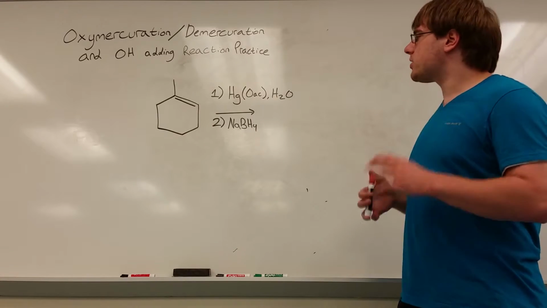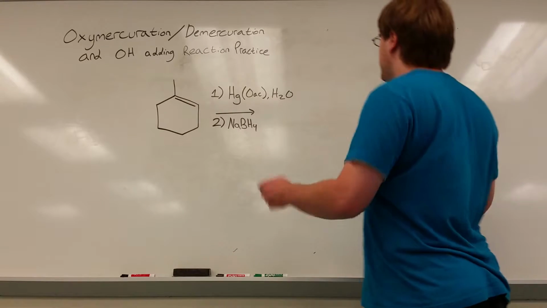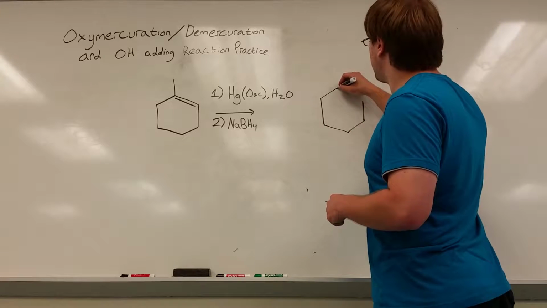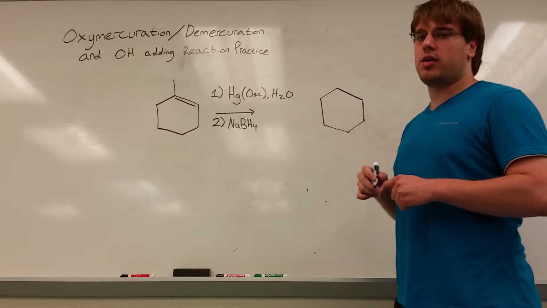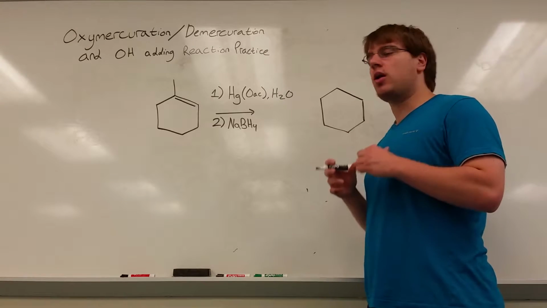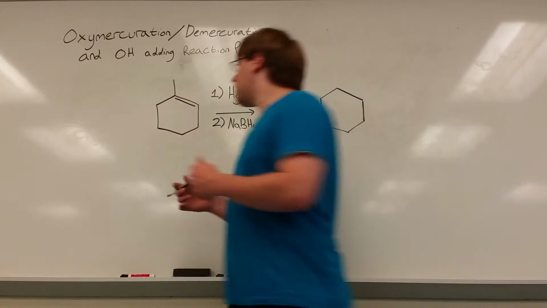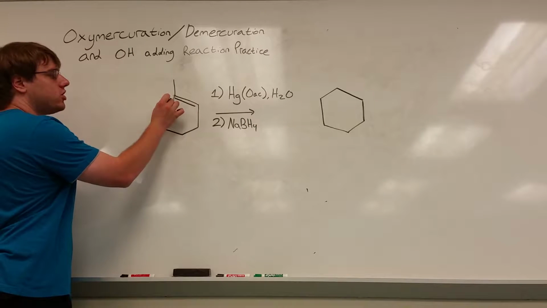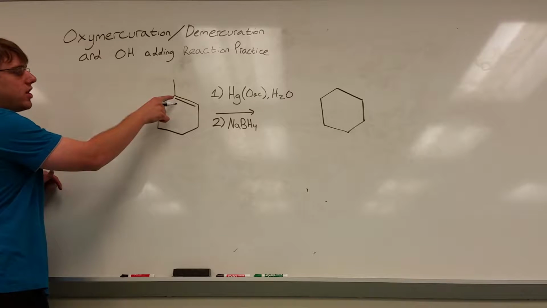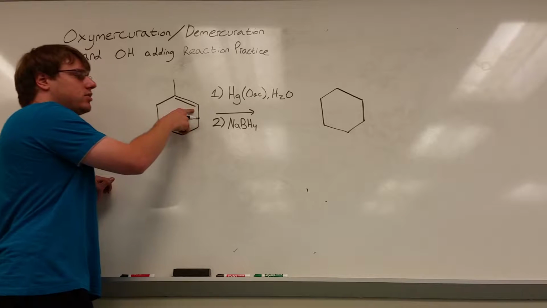Now, the way oxymercuration works is you're going to start with a carbon-carbon double bond. And this reaction will turn that double bond into a single bond by adding to one end of the double bond a hydrogen and the other end an OH. The OH will be added to the higher degree carbon of that double bond, and the hydrogen will be added to the lower degree. So in this structure, I see that I have a tertiary carbon and a secondary carbon. As I said, the OH gets added to the higher degree, and the hydrogen gets added to the lower degree.